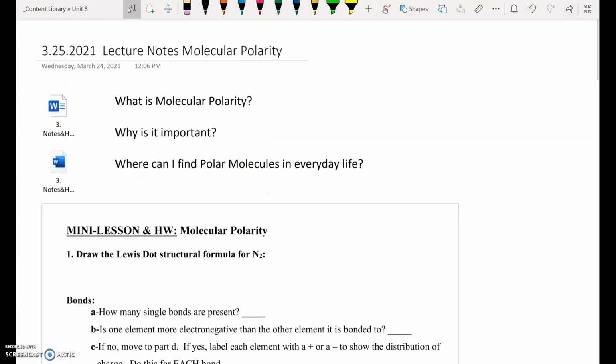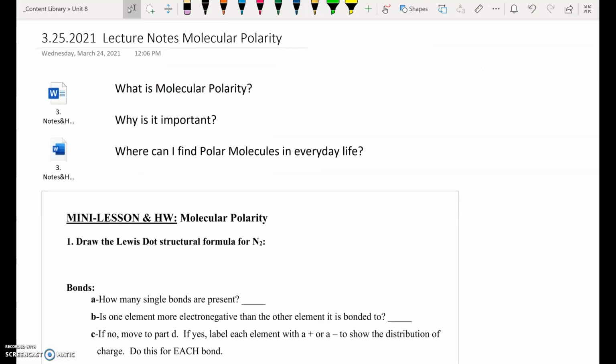What is molecular polarity? Why is it important? And where can I find polar molecules in everyday life? Well, molecular polarity is a little different than what we've talked about before, and we talked about what is called polar bonds.